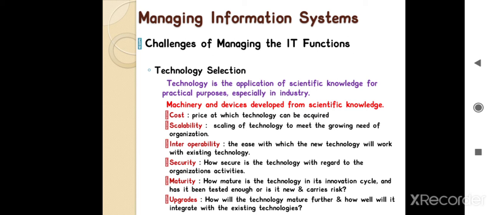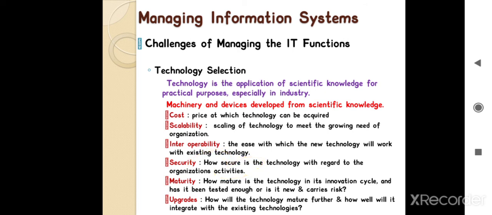Security, of course, is the most important. How secure is the technology with regard to organization activities? We can take an example. Suppose there is a mobile. If we want to download any software, we go to our Play Store and download it. But before downloading, the Play Store checks whether it is secure or not. That means security, adopting such a new technology within our organization, is also an important concept.